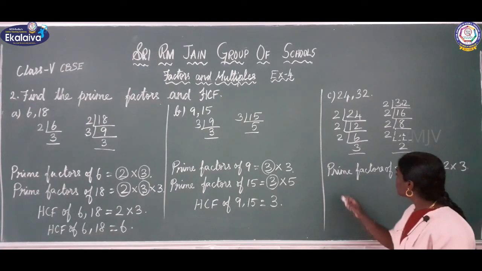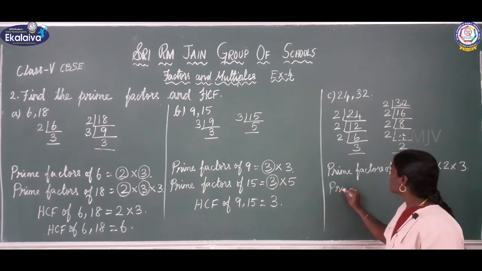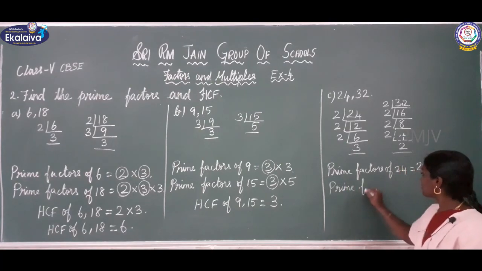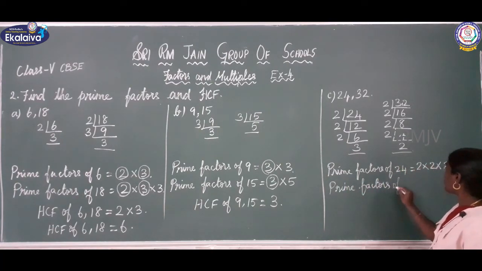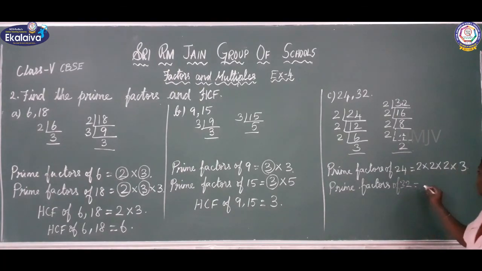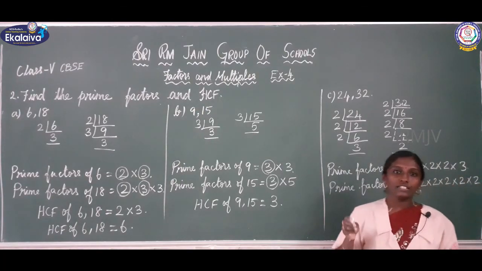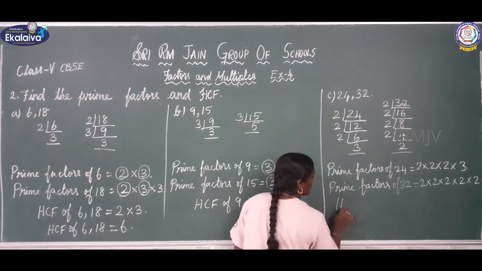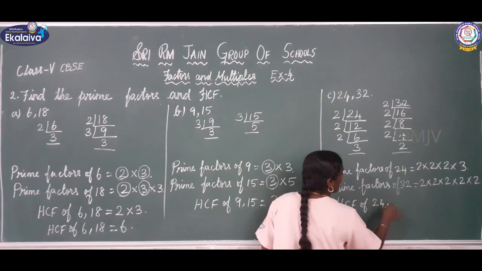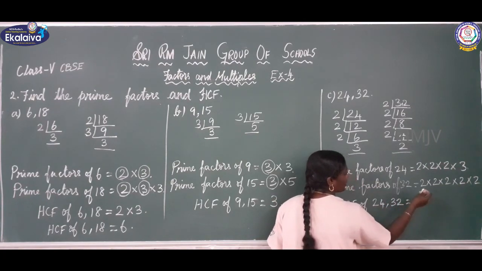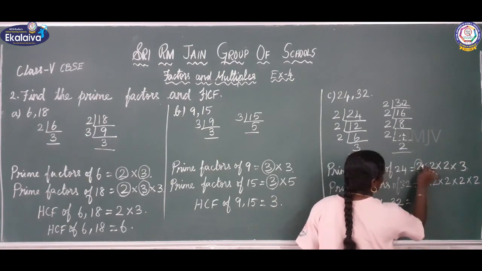So prime factors of 32 is equal to 2 into 2 into 2 into 2 into 2. Now we are going to find the HCF, highest common factor of 24 and 32. Now we are going to find the common factors.